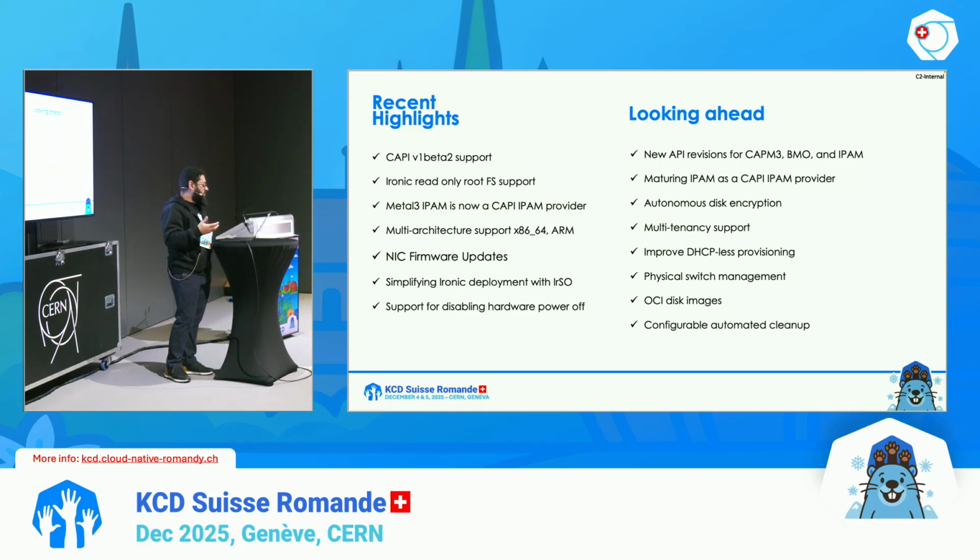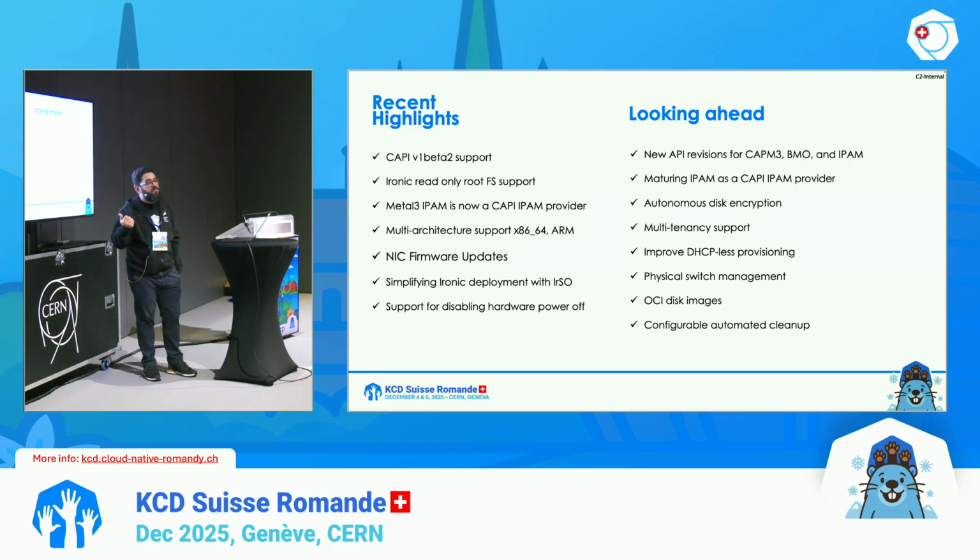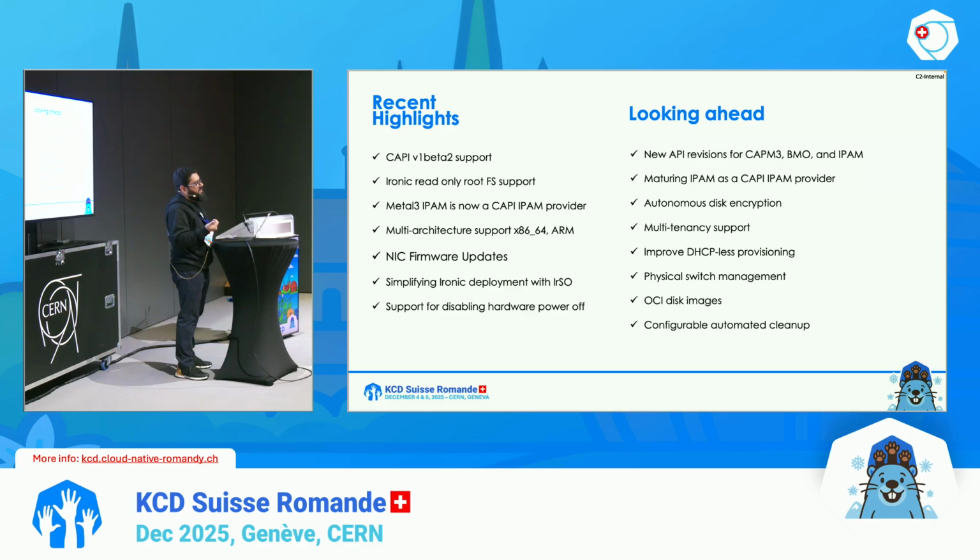We have worked on the v1beta2 support for Cluster API. There has been work ongoing for multi-tenancy. There has also been work ongoing on switch management and improvements to the IP Address Manager, and pushing this as one of the IP address managers for Cluster API. We are also working towards DHCP-less provisioning, NIC firmware updates, and deployment simplification. One of the things that we have worked on recently is the deployment simplification of Ironic using the Ironic Standalone Operator.